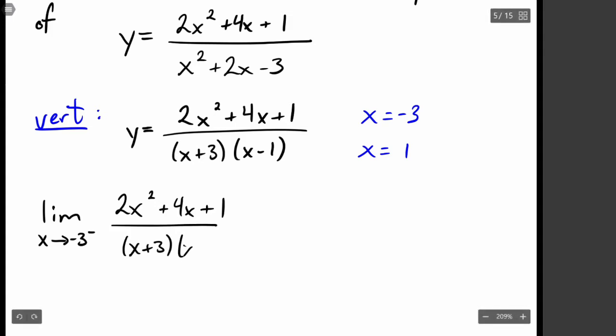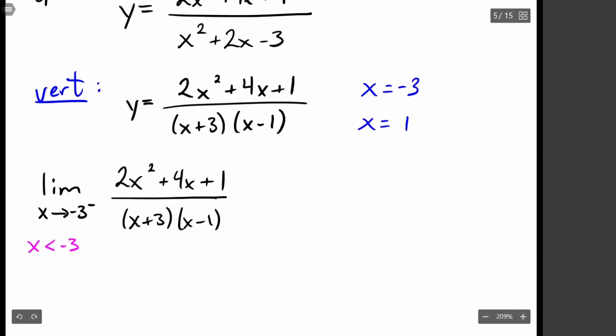So remember what we have to go through for this. We need to figure out, is the top positive or negative? Is the bottom positive or negative? Since we're coming from the left, we're looking here at numbers x less than negative 3, but we also want to stay close to negative 3. We don't want to go way far down to like minus 100 or something. You want to stay pretty close.